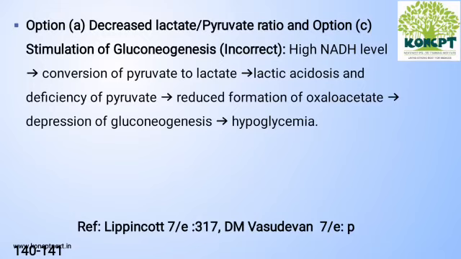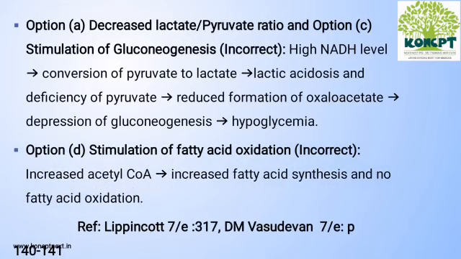So the other options: option A, decreased lactate pyruvate ratio, is not happening. Option C, stimulation of gluconeogenesis: there will be inhibition of gluconeogenesis. And option D, stimulation of fatty acid oxidation: only fatty acid synthesis will happen and there is no fatty acid oxidation. So option B is the correct answer, and all the remaining three options are ruled out.